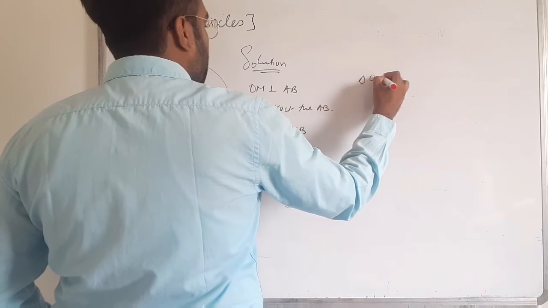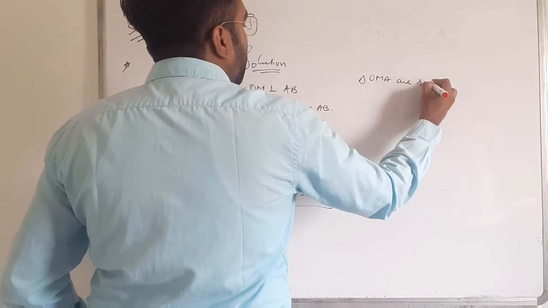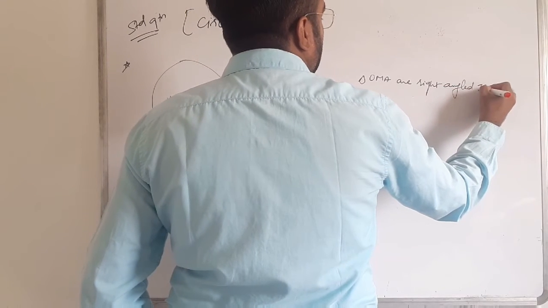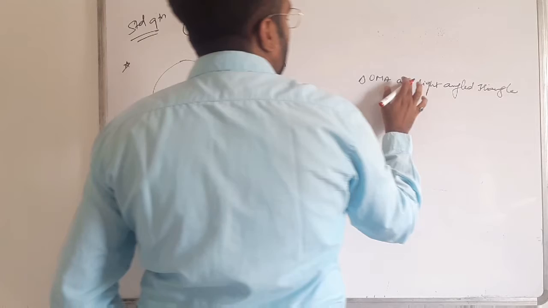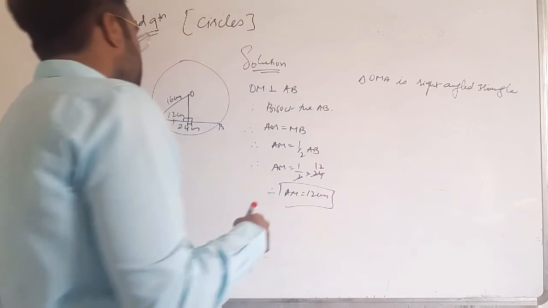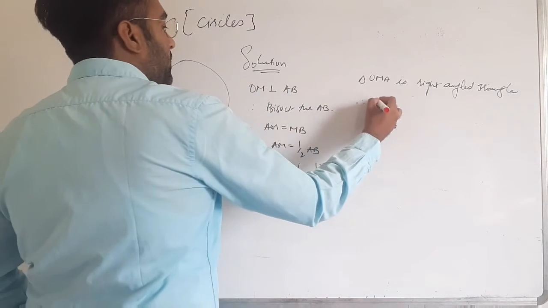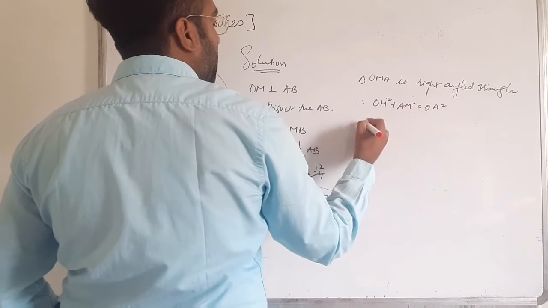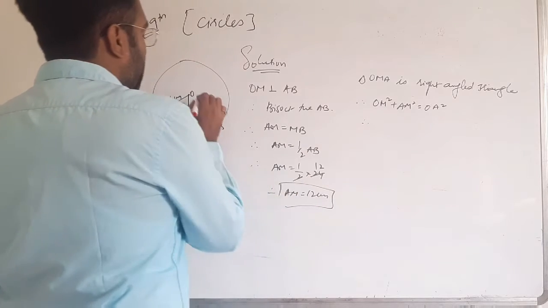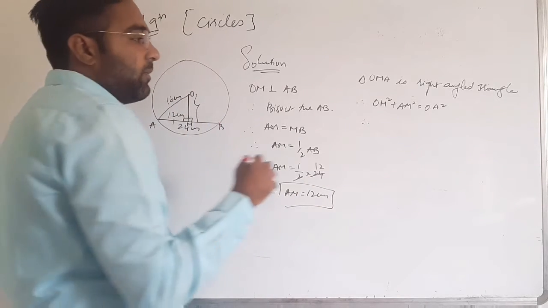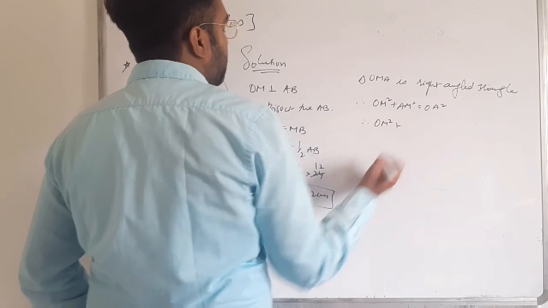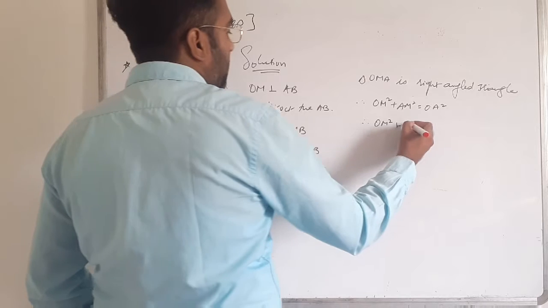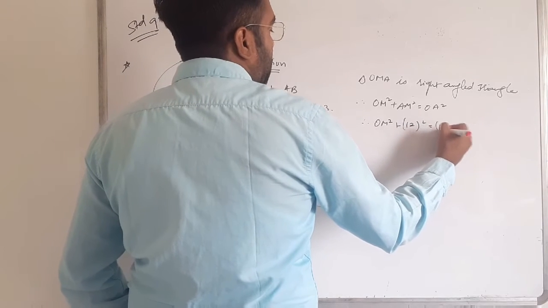Now AM is 12 centimeter, so here OMA is forming a right angle triangle. OMA is a right angle triangle. So OM square plus AM square is equal to OA square. We need to find the distance from the center of the circle to the chord. So OM square, write as it is, plus AM, which is given as 12, so 12 square, equals OA, given as 16, so 16 square.